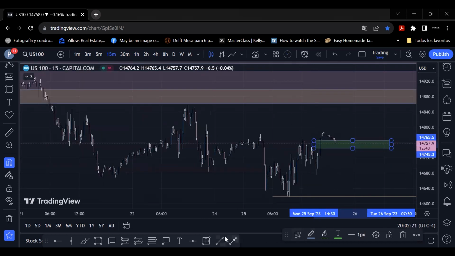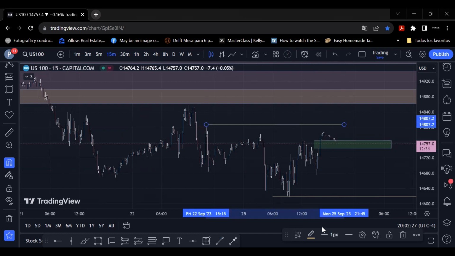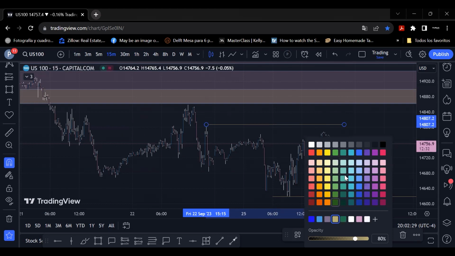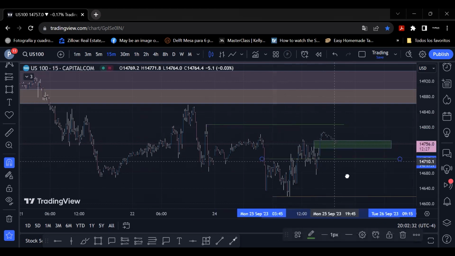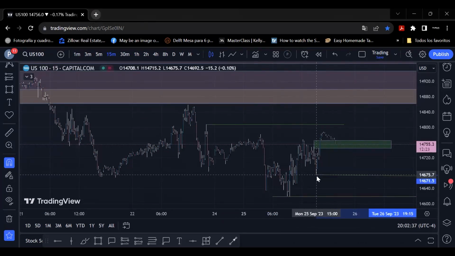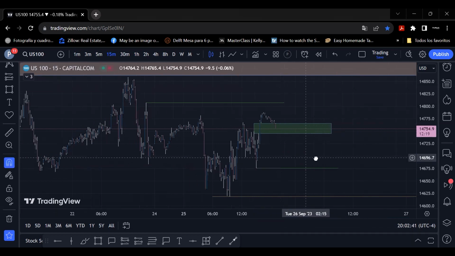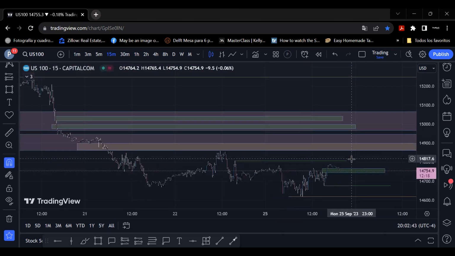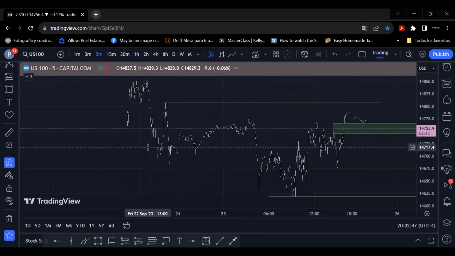And obviously, on these smaller time frames you could also mark the highs and lows as well. Like I said, I'll be using the same green color for anything from the 30-minute or anything from the 1 hour and below. I'll just be using the same color. So that is pretty much it.